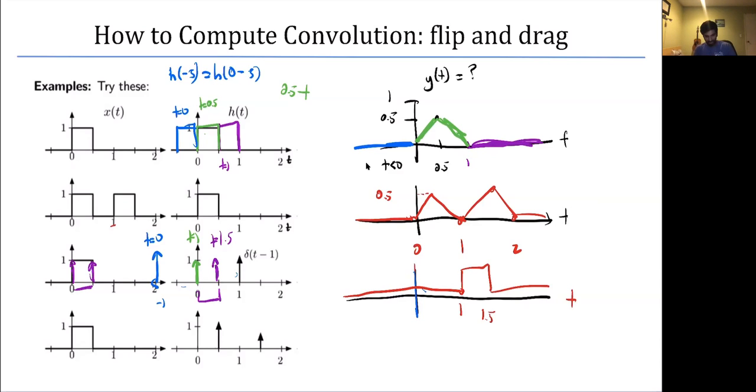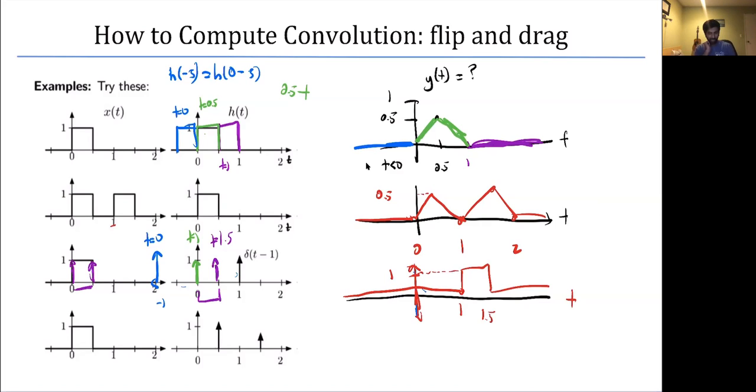And the height here this time, the height is 1. Okay, now let's go to the last one. The last one is I'm convolving with two Diracs.